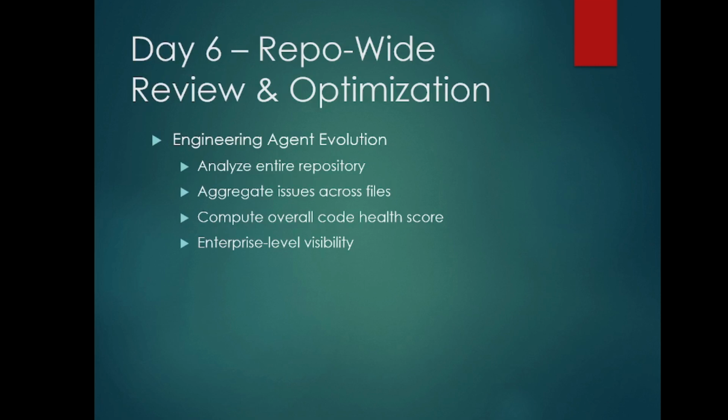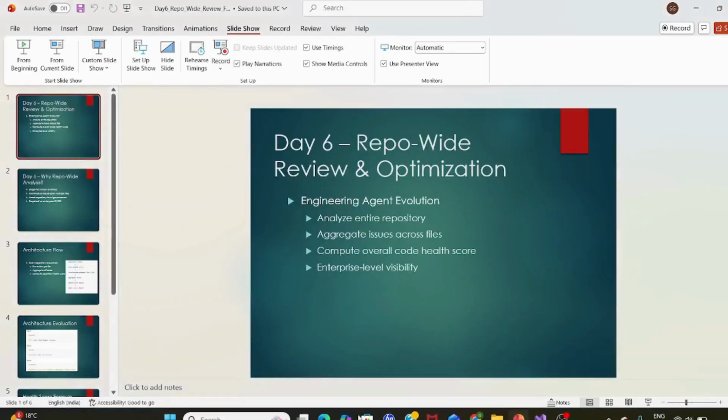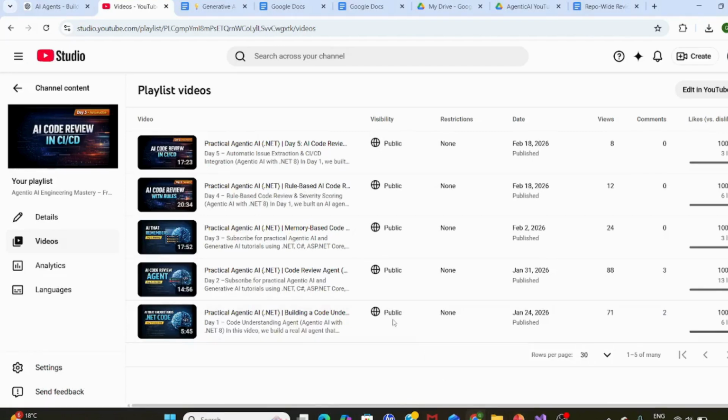If you are on day 6 but haven't visited day 0 to day 5, please visit that. Day 0 will help you set up the agentic AI solution locally so that you can work on it. Day 1, day 2, day 3, day 4 all help you understand exactly the purpose. These are the playlist, where you will get day 1 to day 5. Day 1, we made a code understanding agent. Day 2, we made a code review agent. Then we introduced memory in day 3. Day 4, we used rule-based agentic AI along with the LLM decisions, and day 5 is full-fledged CI/CD. Please visit those and then come to day 6.